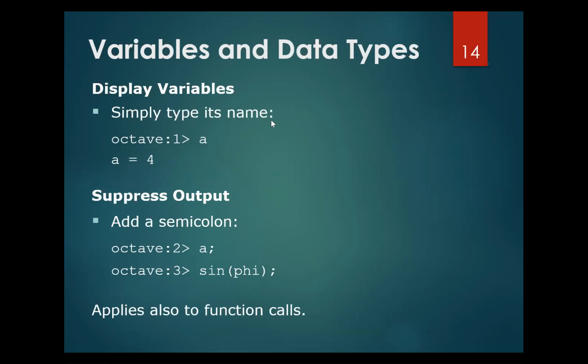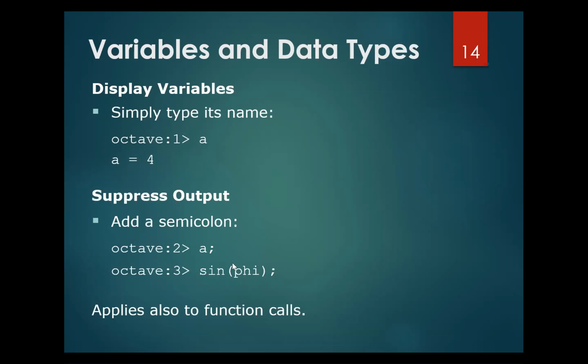Now, how to display variables. When you store something in a variable and you want to output it or display it, you just type the variable name in the command prompt and hit the enter key, and then you see the output. That is what is stored in the variable. For instance, 4 is stored in A. So when you type A and hit the enter key, you see A is equal to 4. You can also suppress the output by putting a semicolon. So if you type A and you put a semicolon, the output like this will not show.